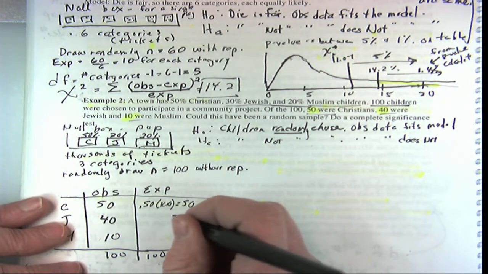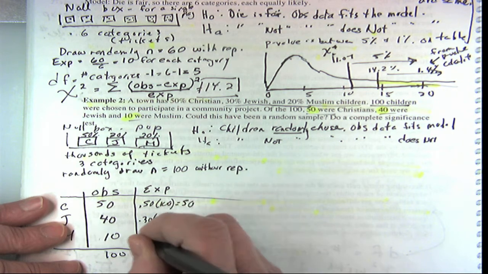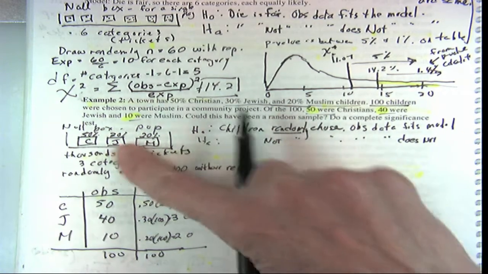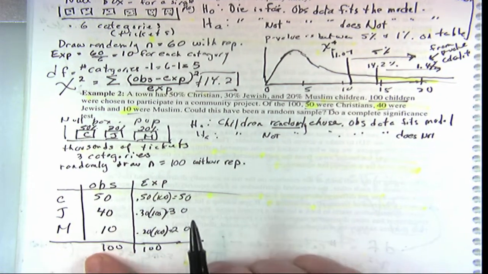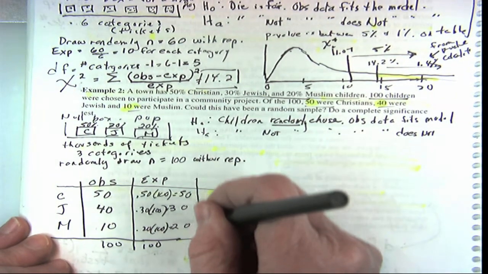Okay, so 30% of 100 and 20% of 100. I'm writing this just so you don't always think, just because you see those percents, you're going to put that, right? It has to sum to this. If we had 200 observations, it would have to sum to 200, obviously. Okay, so we've got that.